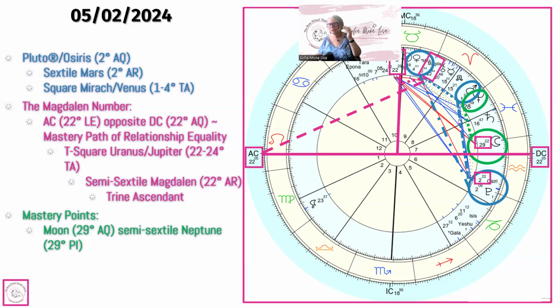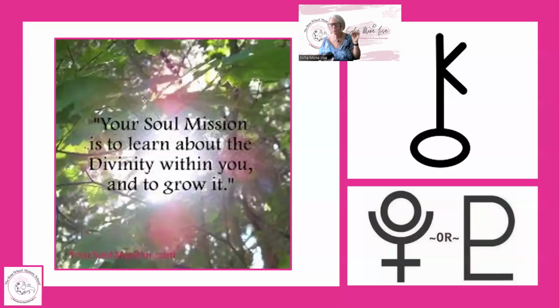It's making a sextile to Mars. It's making a square to Venus and Mercury. They are making semi-sextile aspects to Mars. Okay, these are the aspects. These define your specific soul mission under the umbrella of your soul tribe.